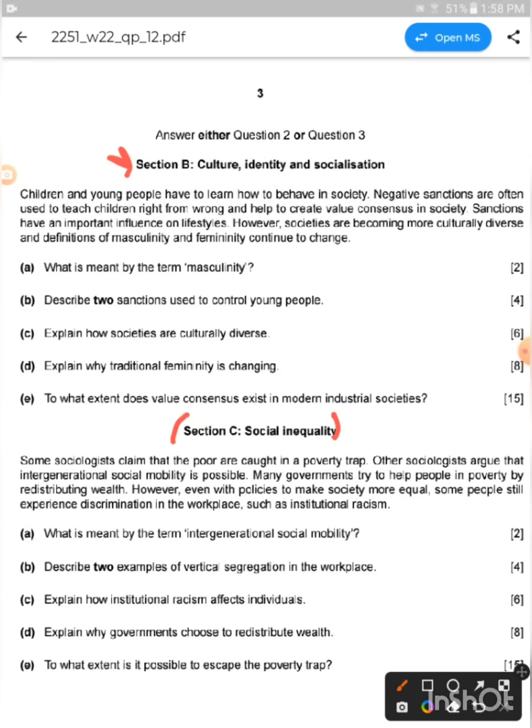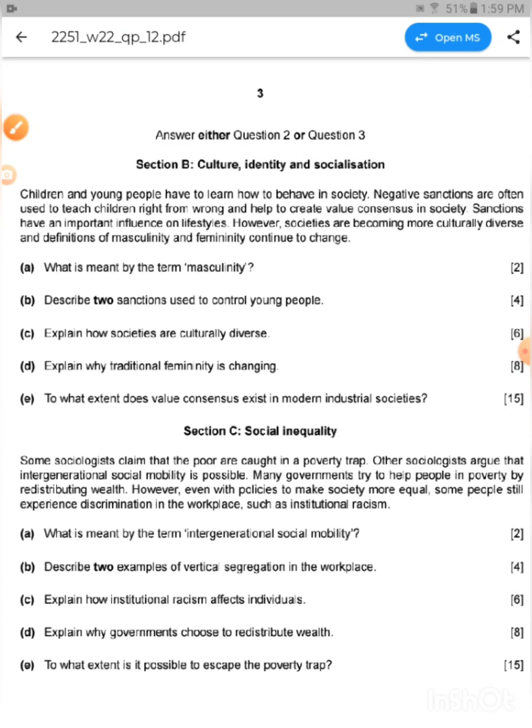Sociology students who are listening to my video might know what I'm telling them. It's about culture, how culture varies between societies. It's about how our identities are shaped, what gender is, and how girls and boys are socialized into their appropriate gender roles, etc. So section B is much easier as compared to section C. For the students that I teach sociology, I basically go with section B because the students also find it easier.